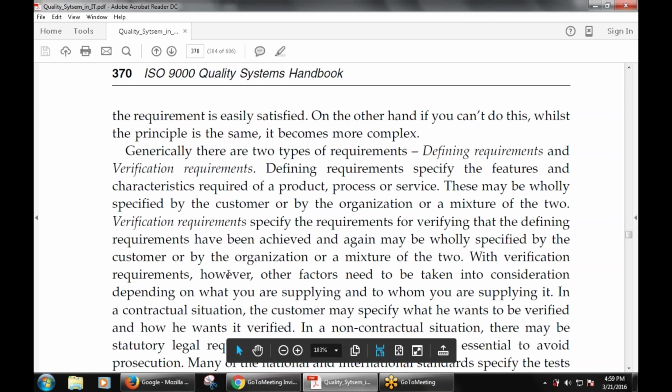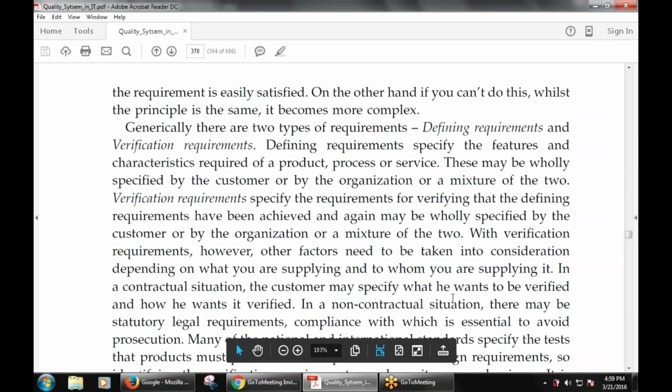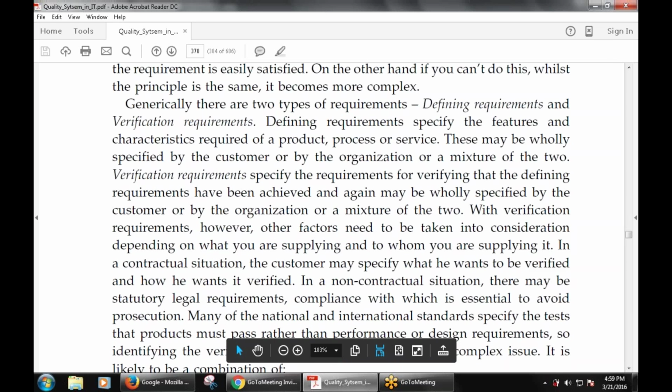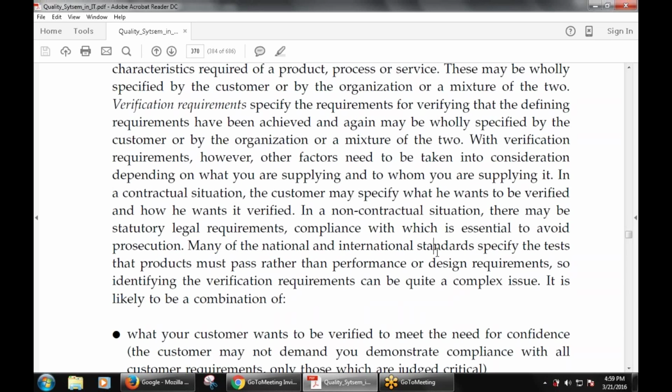And with the verification requirements, there are other factors that are also taken into consideration, that depend on what you are supplying and to whom you are supplying it. In a contextual situation, the customer may specify what he wants to be verified, how it is required, and why it is required. Many national and international standards specify the tests that a product must pass in the performance of the design requirements.